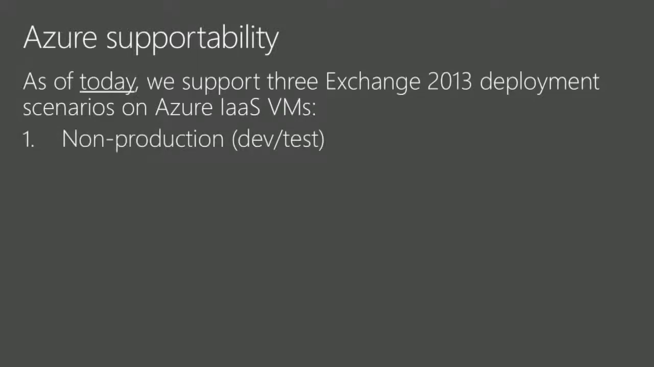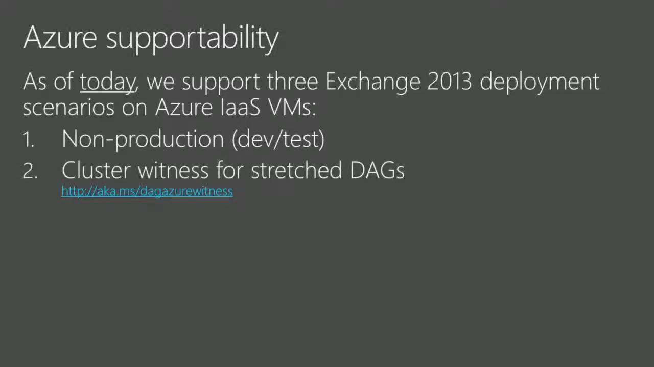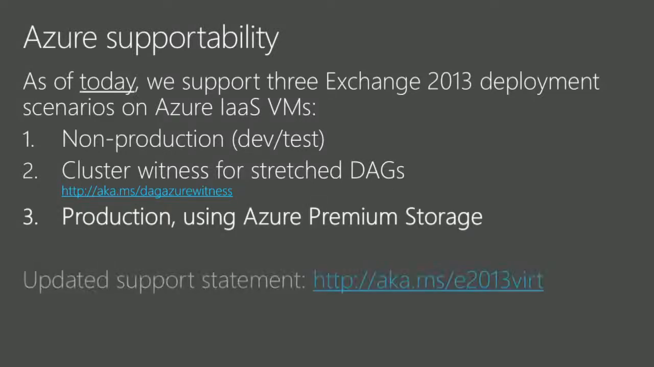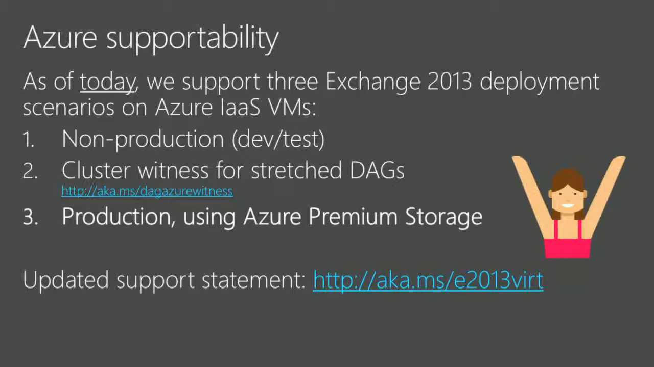So what we're supporting with Azure specifically, number one, this was obviously already supported, non-production use of Exchange on Azure, dev test. I'll talk about what that means in a second. The cluster witness deployment scenario that we'll also cover in a little more detail in a few minutes. So that's using Azure as a third site to enable essentially automatic site failover in a DR scenario, and production. So this is the big change. Now, the specific requirement here is Azure Premium Storage, and this is what's actually the reason behind the timing.